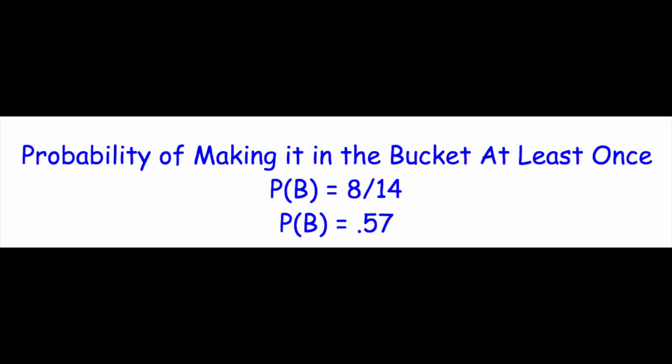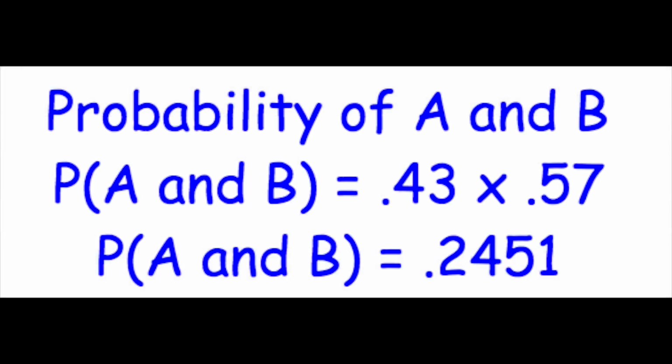which equals 0.57. We found that the actual experimental probability of a player flipping heads and making it in the bucket was 0.43 times 0.57, which gives you 0.2451.